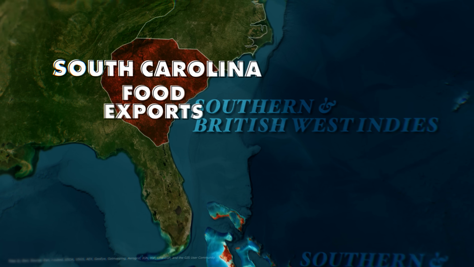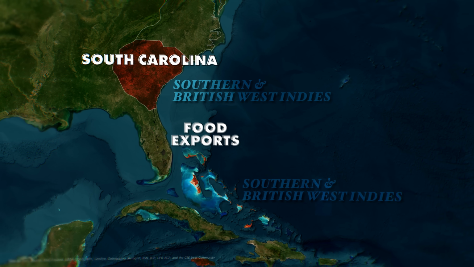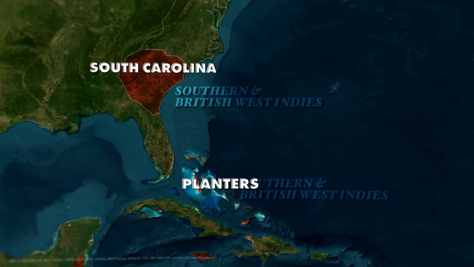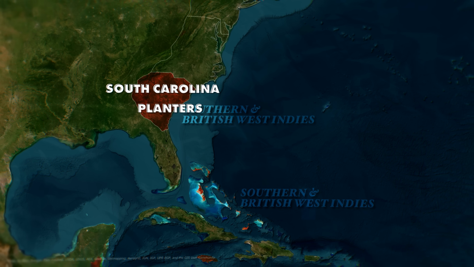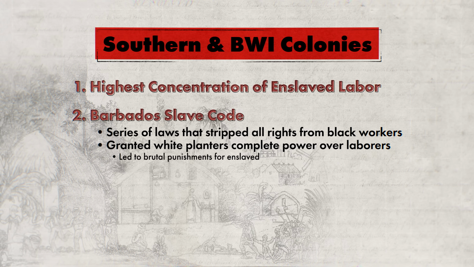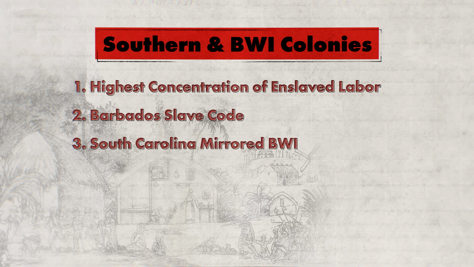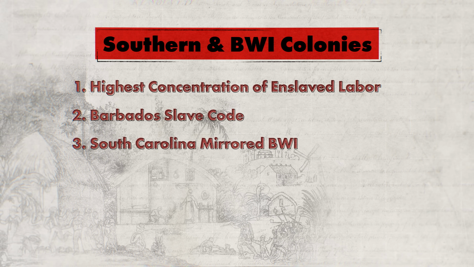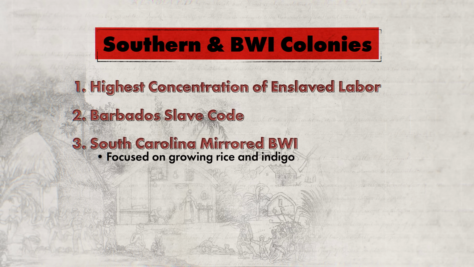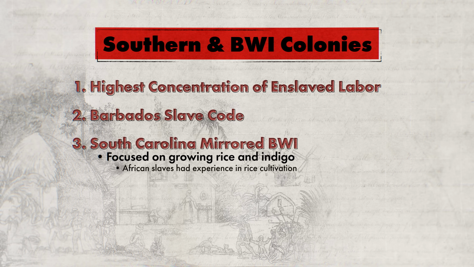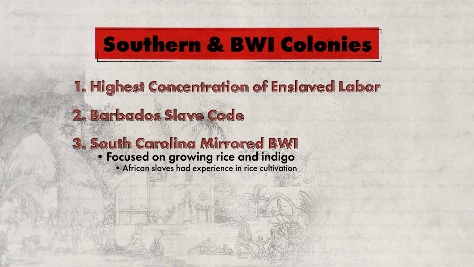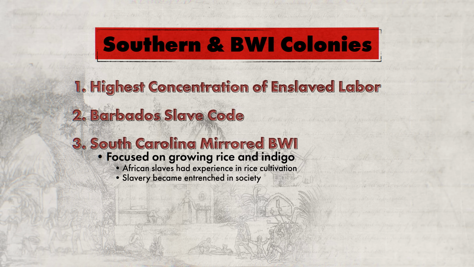Now, I started with the West Indies because they kind of dictated how society and economics would go up here on the mainland. What I mean is, South Carolina's main job for a while was growing and exporting food to the West Indies. However, planters from the West Indies started showing up in South Carolina and bringing their slave codes with them. And in doing so, South Carolina was gradually transformed into a kind of mirror image of the West Indies, except instead of majoring in sugarcane, they focused on growing rice and indigo. And since their growing number of African slaves had experience in rice cultivation, slavery became downright entrenched in their society.